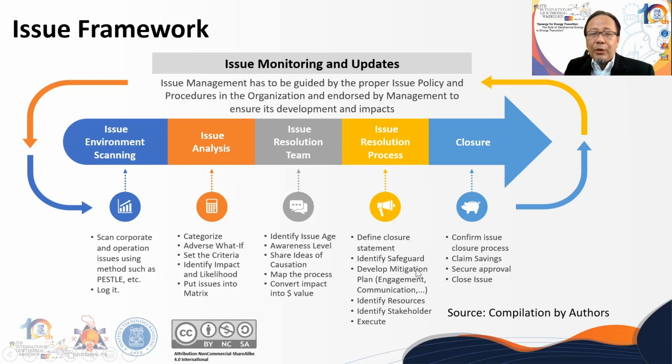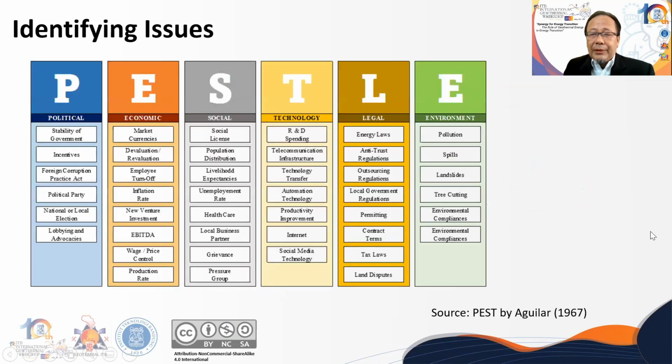And then you need to execute all the mitigation plan. The target is to close the issue. Then you need to confirm whether the issue can be closed or not. And then you can claim the saving, because in the issue resolution team process, we need to convert all the impact of the issue into dollar value. So when you resolve the issue, you can claim the savings. And then you go back to monitoring the issue. This is a sample of how we identify issues.